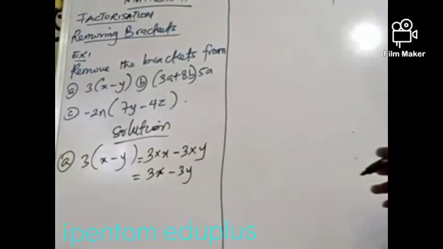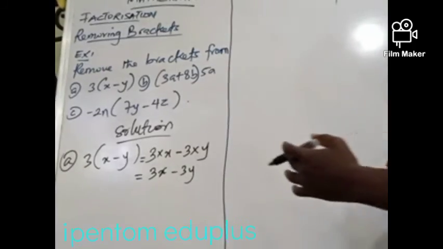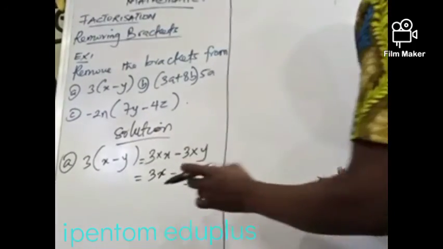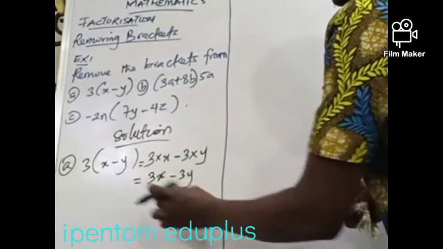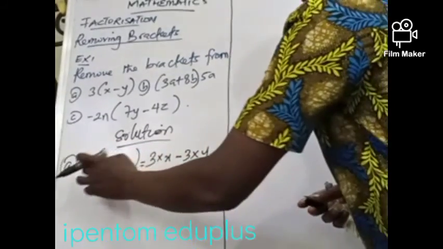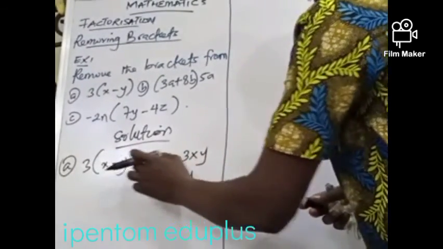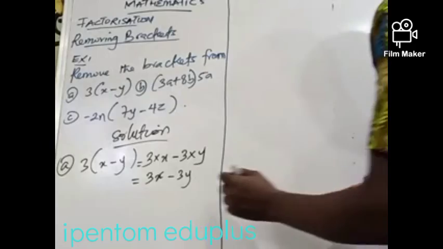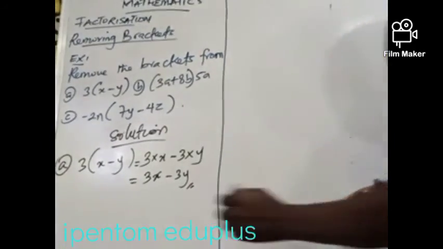And in algebra, when you are using a positive number to multiply a positive number or letter, your result will be positive. But when you are using positive and negative to multiply each other, the result will be negative. So take note of that.